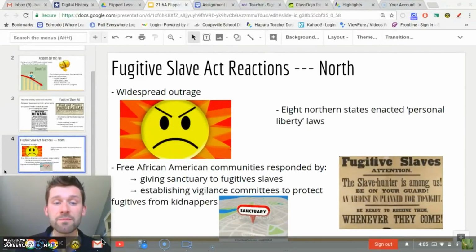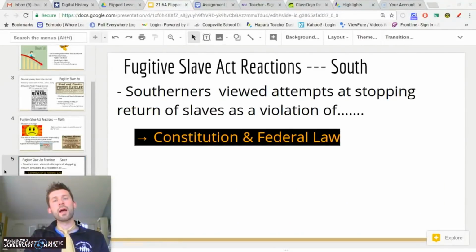capture these runaway slaves. We talk about how the southern states felt about how the fugitive slave law was being handled. And as you can imagine, they weren't very pleased with the fact that northerners were not taking the law very seriously. In fact, they regarded any attempt at stopping or obstructing the return of fugitive slaves as a direct violation against the Constitution and federal law. So if you take how the North felt about the Fugitive Slave Act and mix it with how the South felt about it, well, again, you can kind of see how the Compromise of 1850 was starting to fall apart.